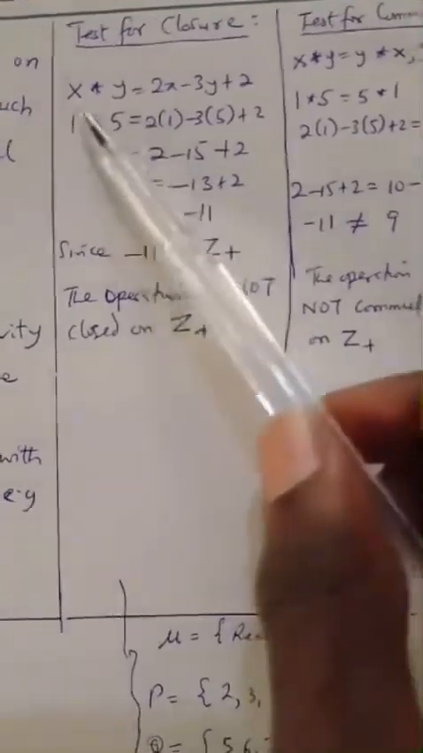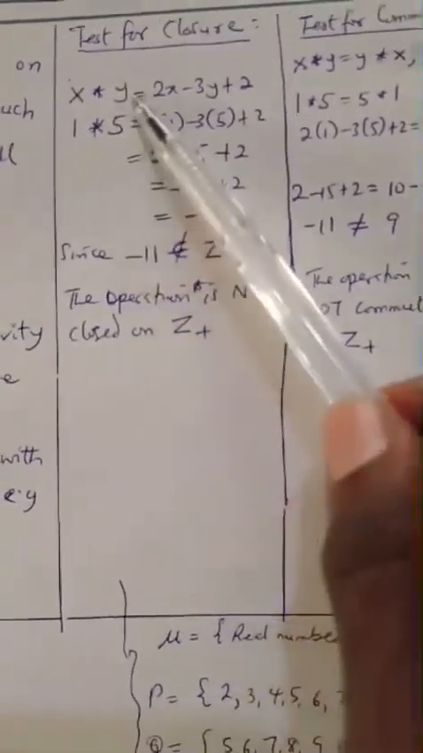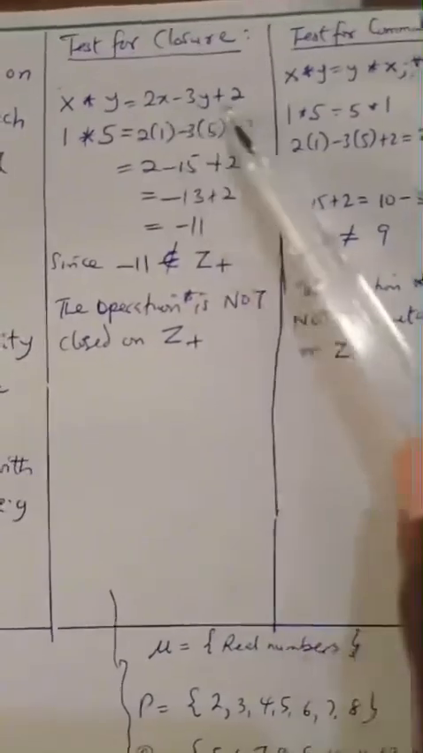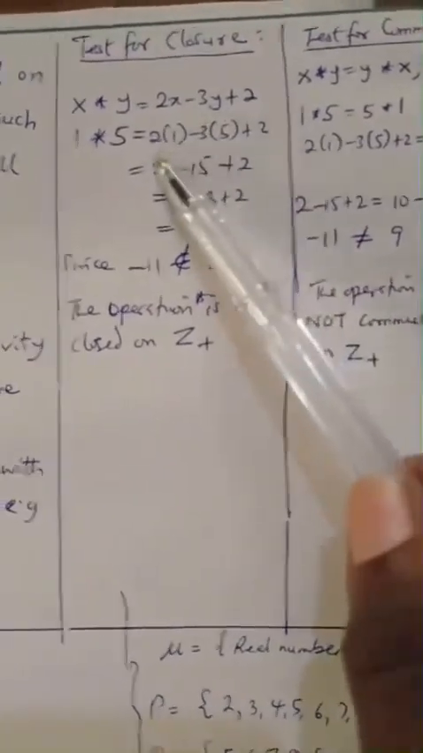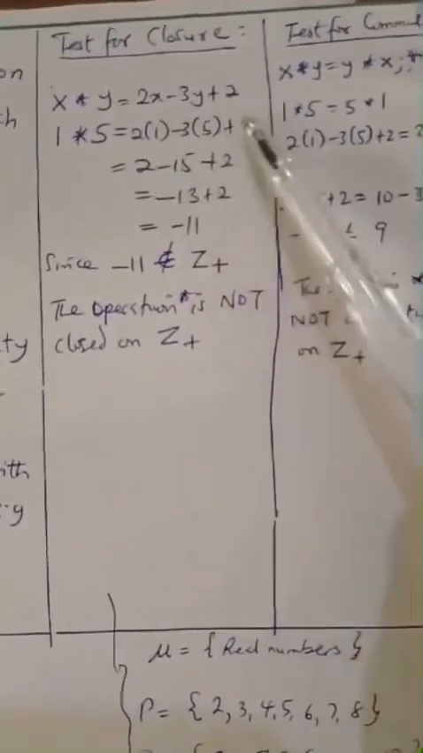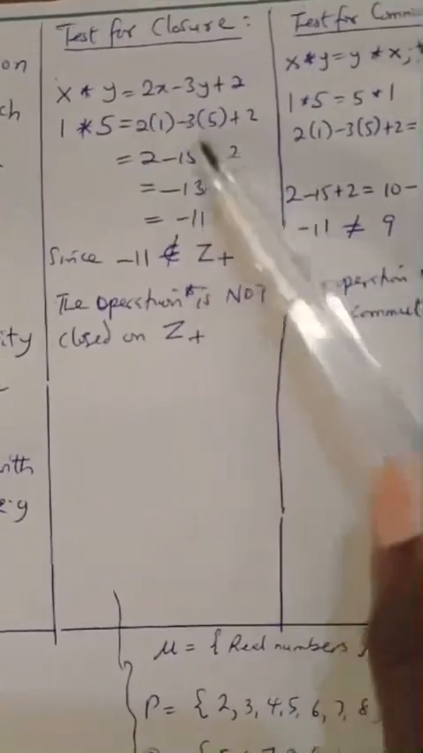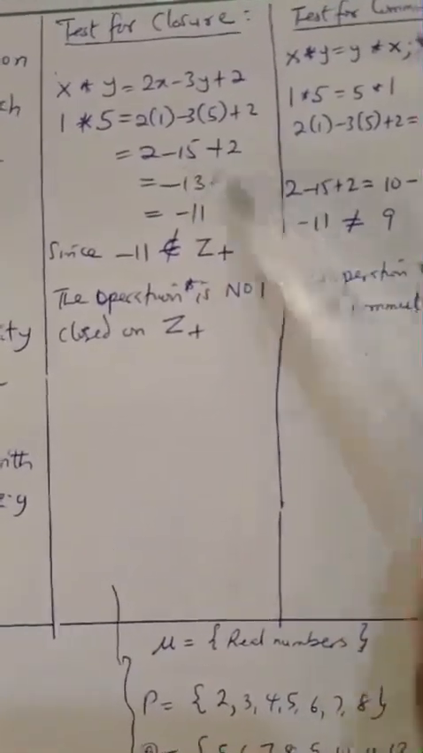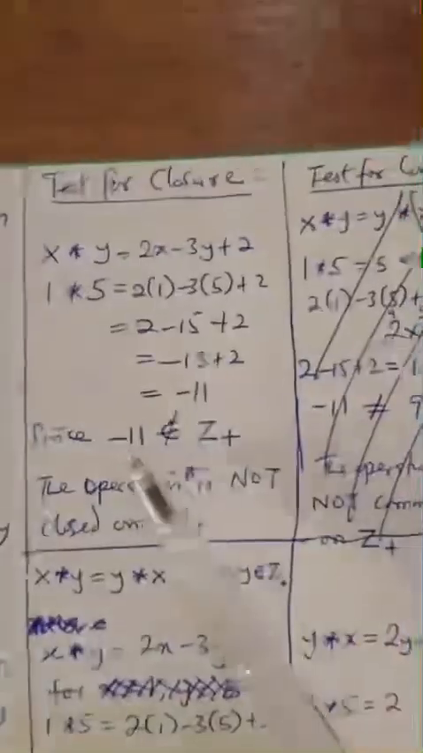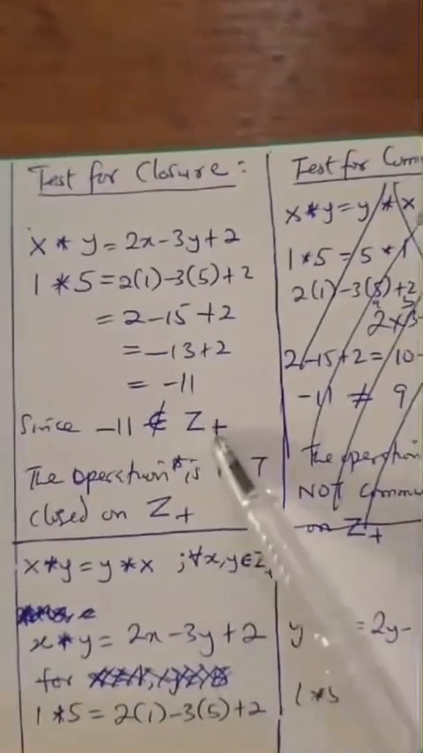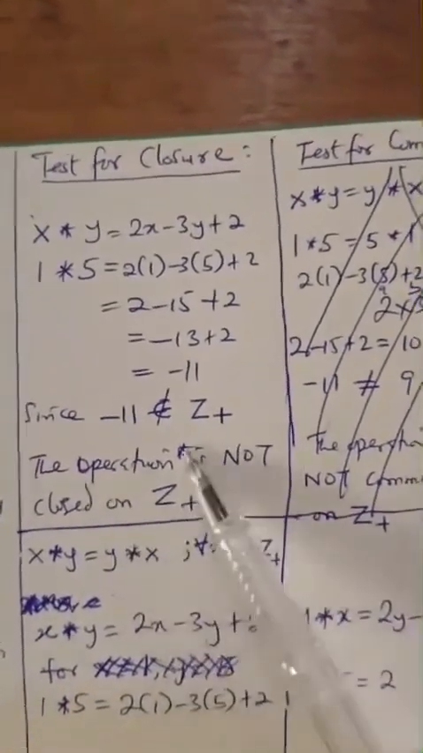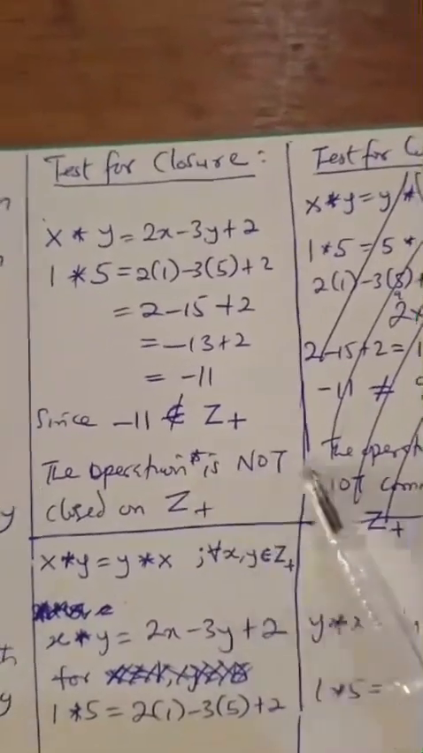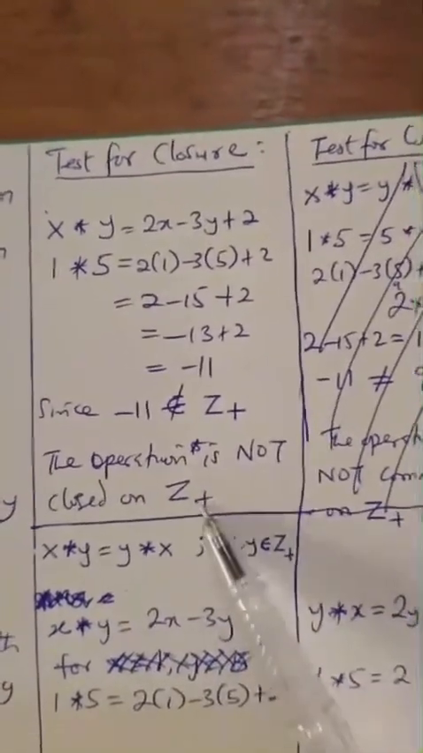So your x is replaced by 1 and y replaced by 5. So put it into the rule for the binary operation. 2 times 1 minus 3 times 5 plus 2. That's 2 times 1. That's minus 3 times 5, that's minus 15. Everything equals minus 11. That minus 11 does not belong to the set of positive integers. So the operation asterisk is not closed on the set of positive integers.